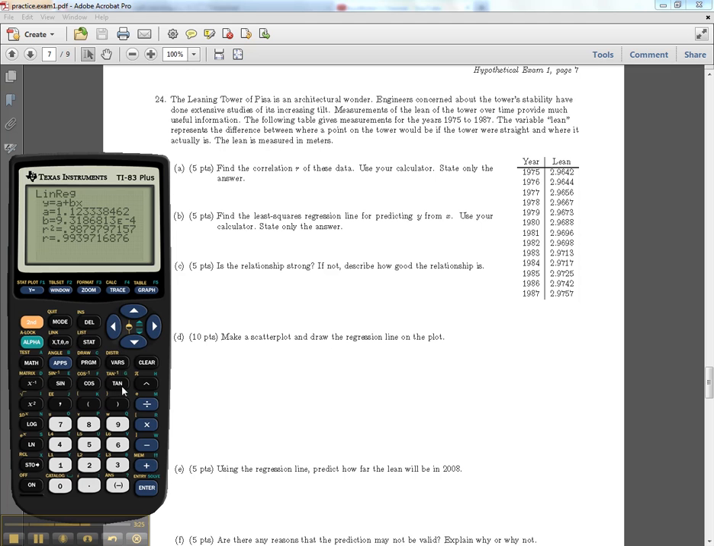Actually, let's do letter C right now, too. Is the relationship strong? Look at it, it's 0.99. Yes, it is strong. It's close to 1.